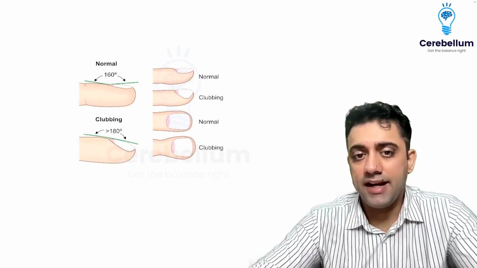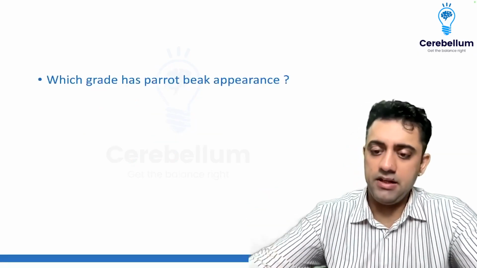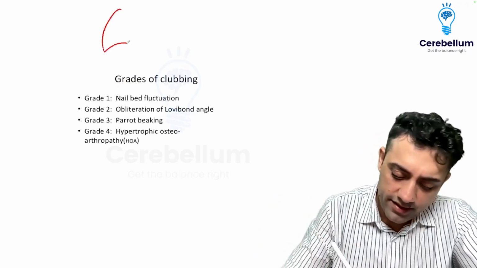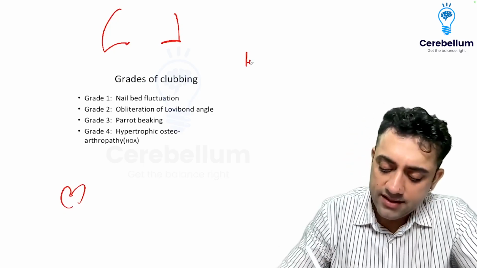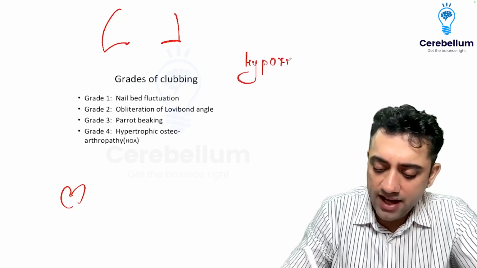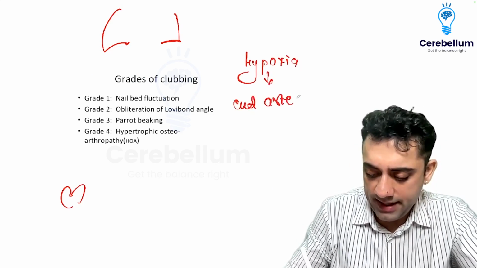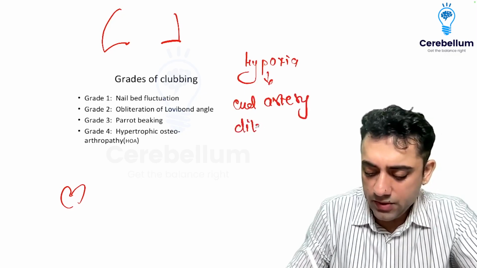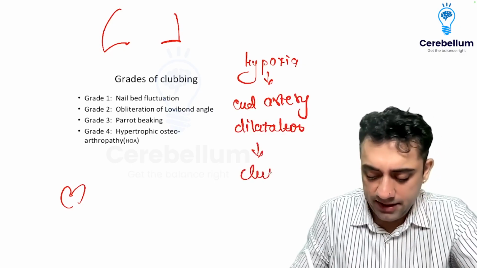Grades of clubbing. In general, they have asked only one question regarding clubbing: tell me the respiratory cause of clubbing, tell me the cardiac cause of clubbing. Now, why does clubbing happen? Whenever you have hypoxia in your body, hypoxia leads to end artery dilatation, and that end artery dilatation leads to clubbing.